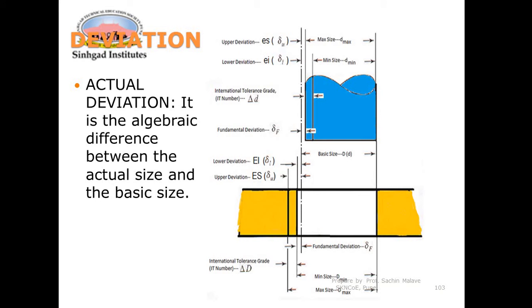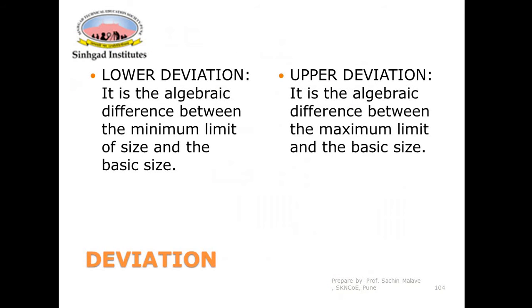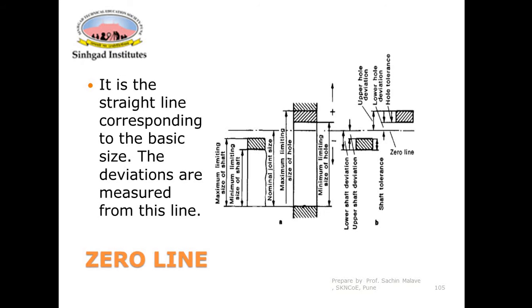Then we have seen the meaning of deviation. Then what is a lower deviation, what is an upper deviation, so that we have seen. Both the deviations are applicable to hole as well as shaft. So the hole will have a lower deviation as well as an upper deviation. The shaft will also have a lower deviation as well as an upper deviation, and it is not necessary that both hole and shaft should have the same amount of deviations. It may be different. It depends upon what kind of fit is required.